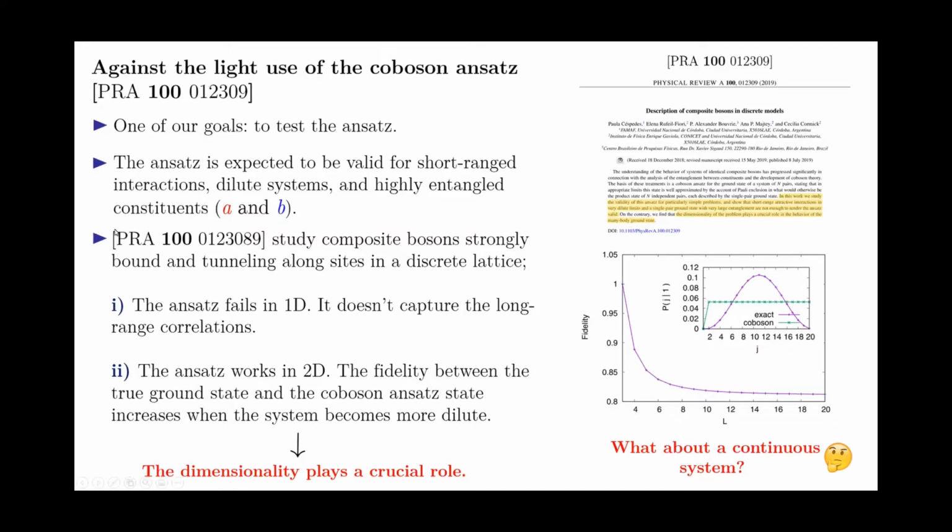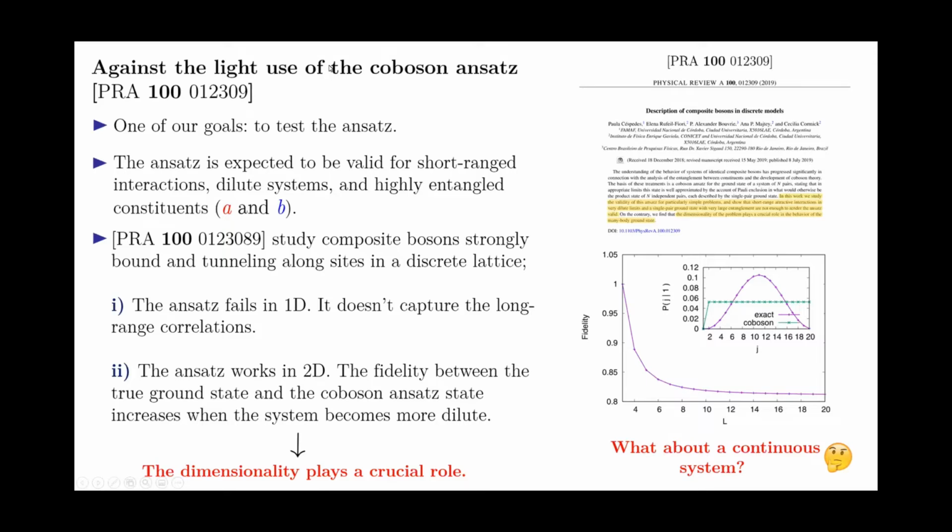In a two-dimensional lattice, the ansatz works, and Anna and Ceci check that the fidelity between the Qubosonic ground state and the true or correct ground state increases when the two-dimensional system becomes more and more dilute. Then one of the main conclusions of this work is that the dimensionality plays a crucial role. But we still wonder what happens with a continuous system.